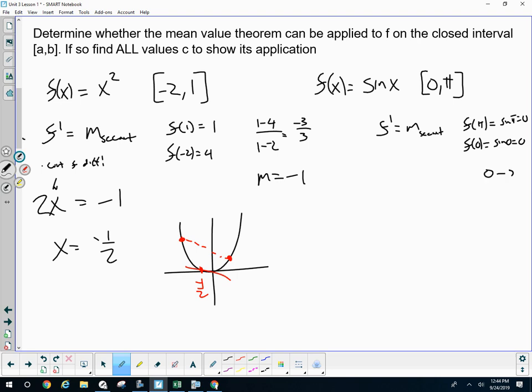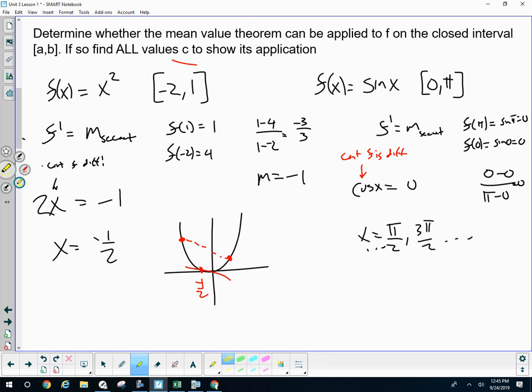Here, I get a secant slope of 0, cosine x equals 0. When does cosine equal 0? pi over 2, 3 pi over 2, et cetera, et cetera. Okay, great. The question was, determine whether mean value theorem can be applied. Well, again, look at your derivative. So it's continuous, means f is differentiable. So yes, it can be applied. Check. Find all values of c to show its application.